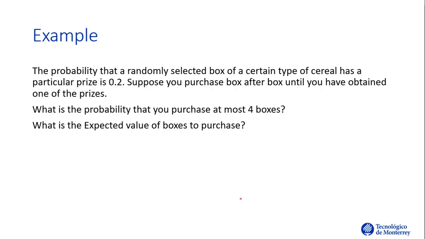Let's solve an exercise together that is about the probability that a randomly selected box of a certain type of cereal has a particular prize is 0.2. Suppose you purchase box after box until you have obtained one of the prizes.